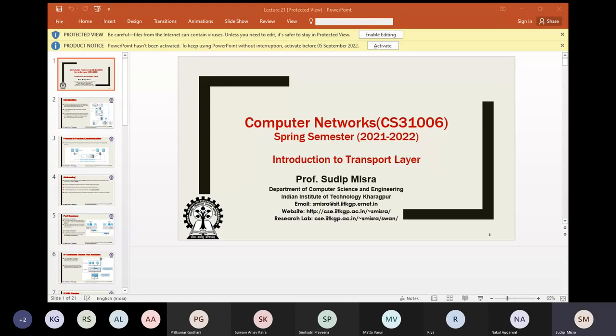So let us now try to understand the difference between the use of IP address and port number. One of you please take the picture and share it with your friends.